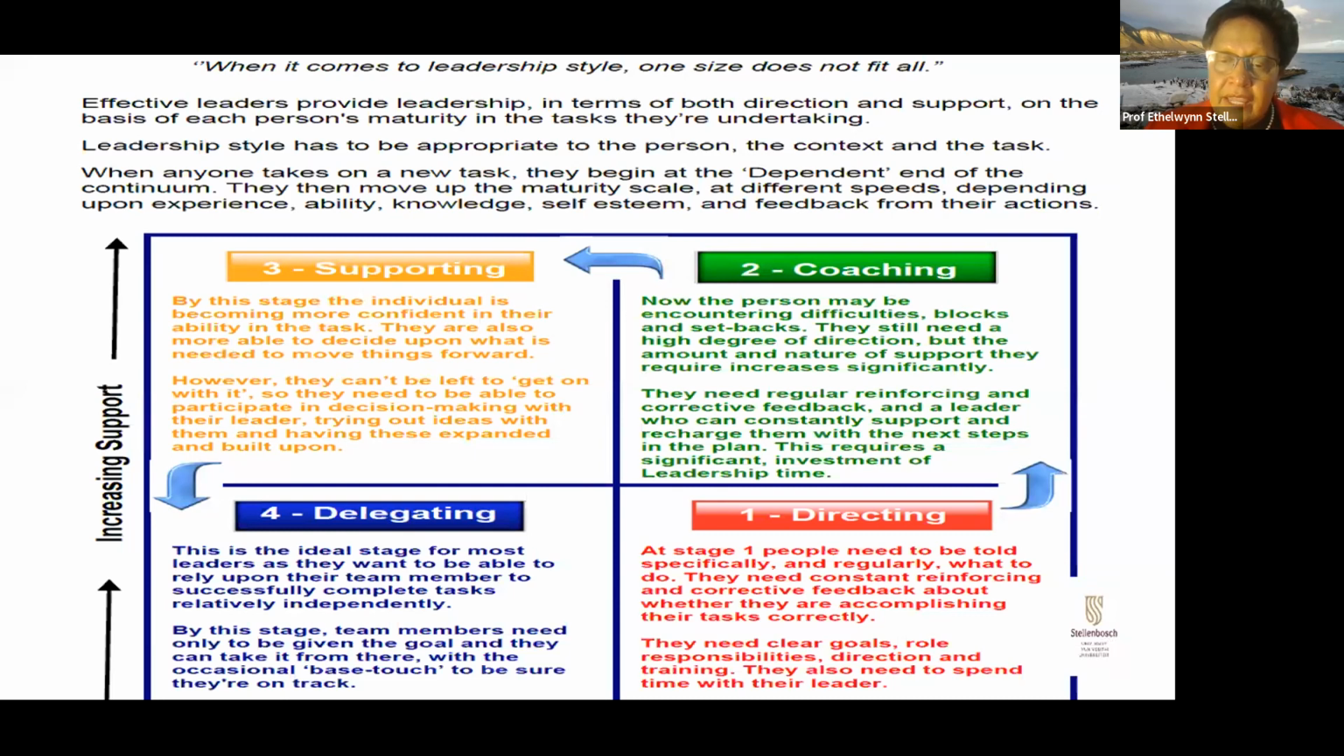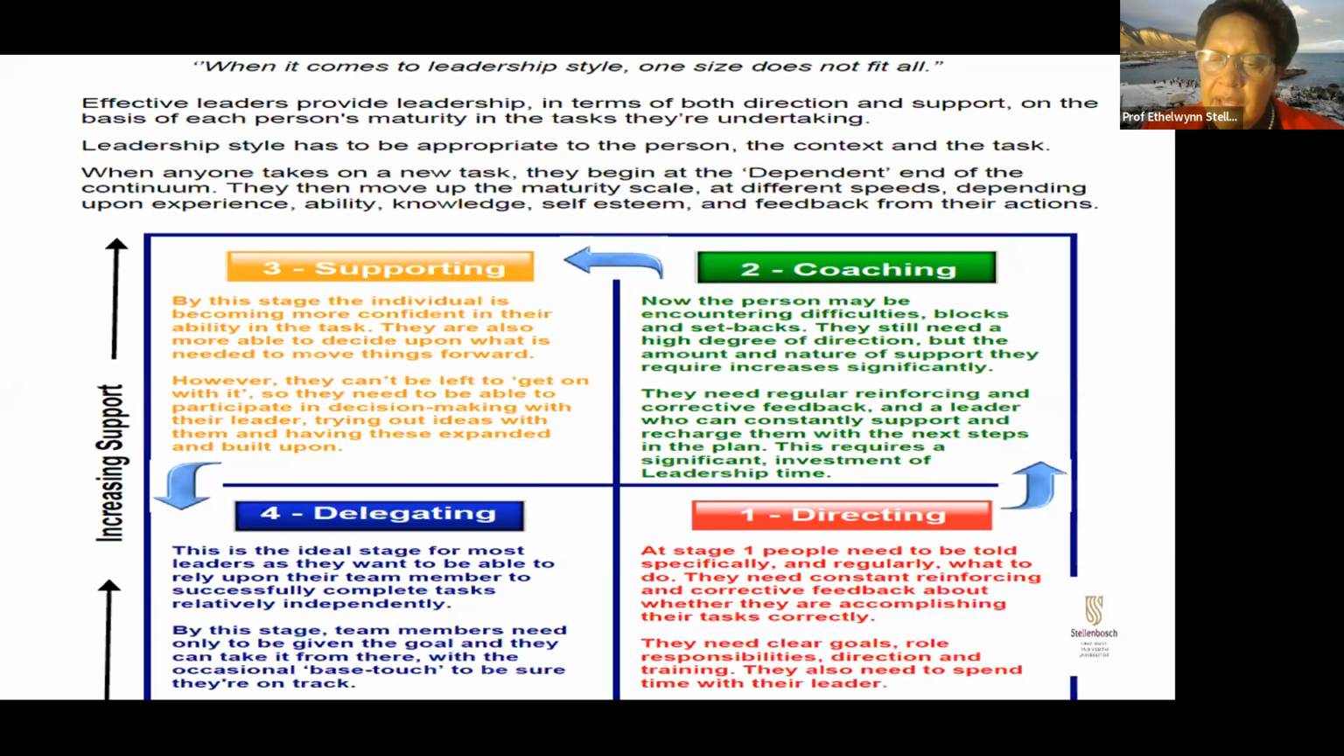So the lowest stage, the dependent stage, at stage 1, people need to be told specifically and regularly what to do. They need constant reinforcing and corrective feedback about whether they are accomplishing their task correctly. They need clear goals, role responsibilities, direction, and training. They also need to spend time with their leader. So at this level, it's directing. You're basically guiding this person. This person is on the lowest level.